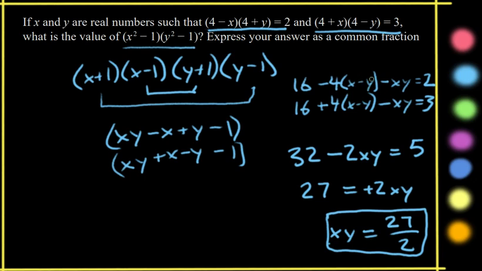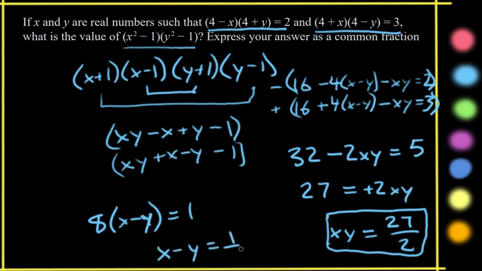The other thing we're looking for is the x minus y. So now, instead of adding these two equations, let's subtract them. So maybe we can do a plus on this equation and a minus on this equation. The 16s will cancel. The xy's will also cancel. And we'll have 8 times x minus y on this side, and that's going to be equal to 3 minus 2. That's just 1. So this is pretty simple. We just get x minus y is equal to 1/8. Okay, so now we have the two pieces that we were looking for.